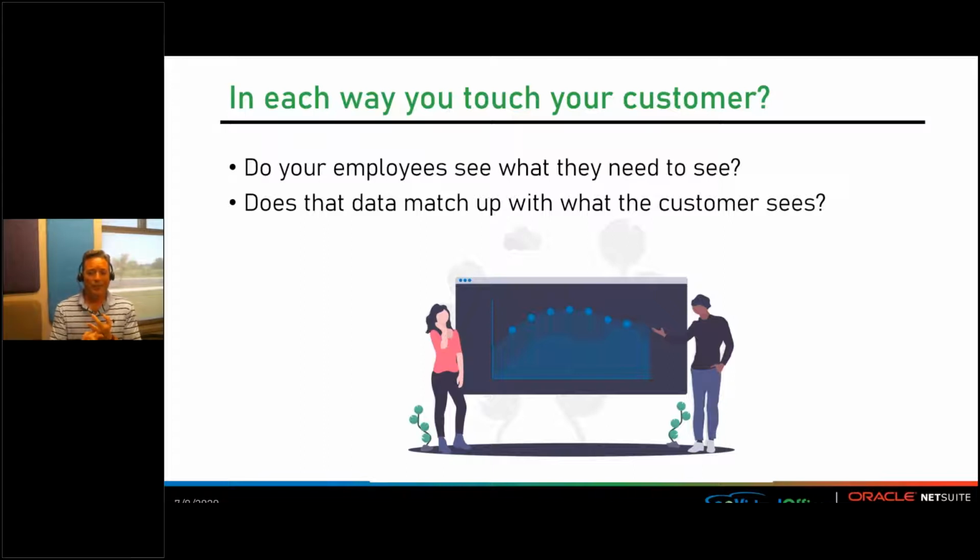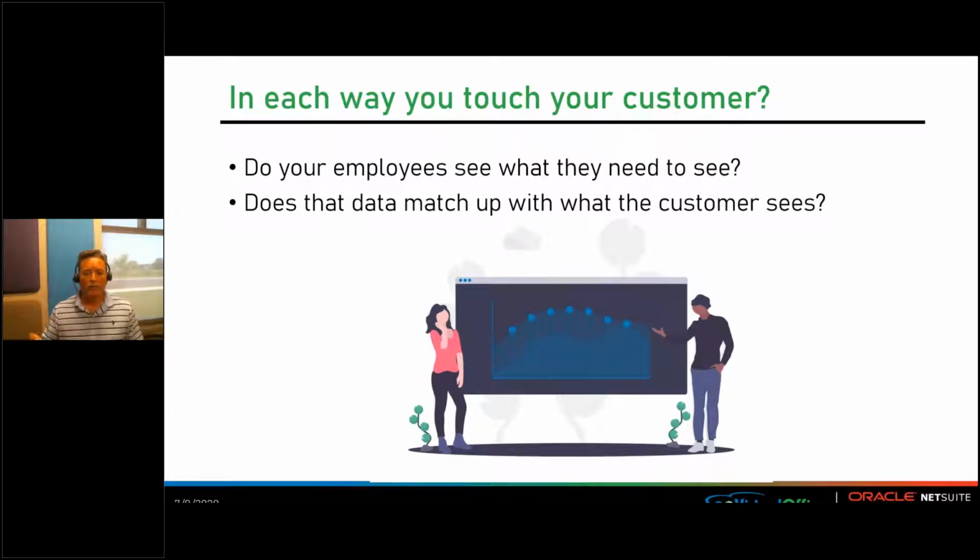And two, does that data match up with what the customer sees? Are they seeing the same transactions that your salesperson is, or your support person, or your delivery driver? Your delivery driver is driving stuff off, and they have a mobile application in NetSuite. They can go look at transactions if you allow them to. And does that match up?